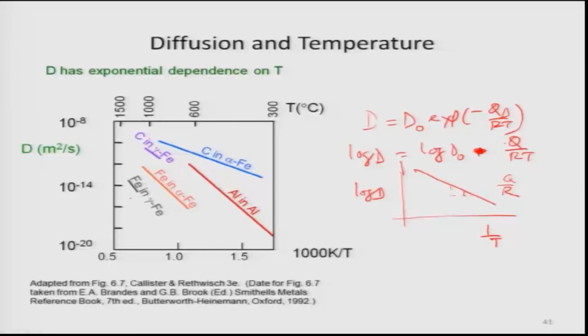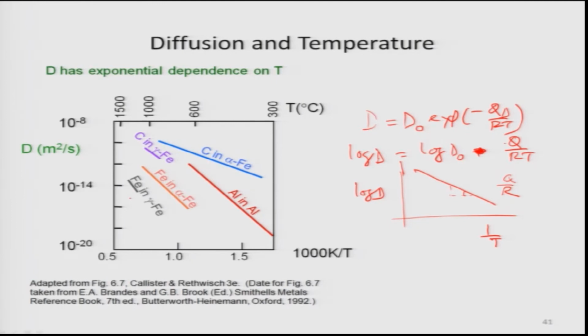So, therefore, the exponential term decreases, and that is why the diffusivity decreases. Aluminum is even more difficult. Why? Because its slope is still lower. That is because aluminum is a self diffusion, and self diffusion is more difficult.